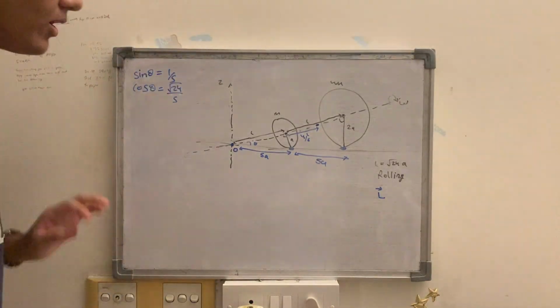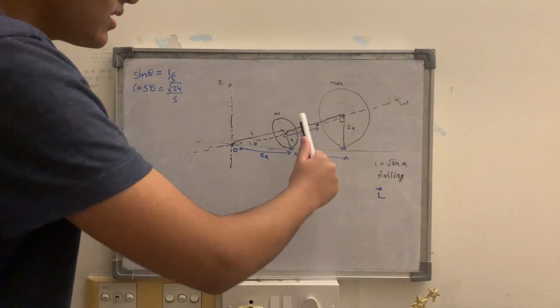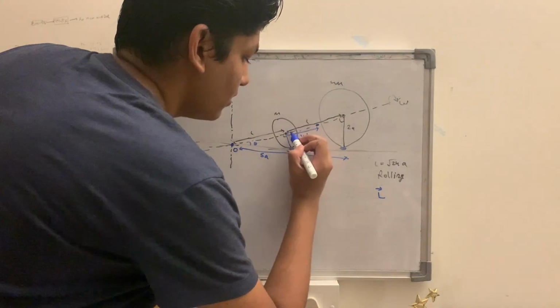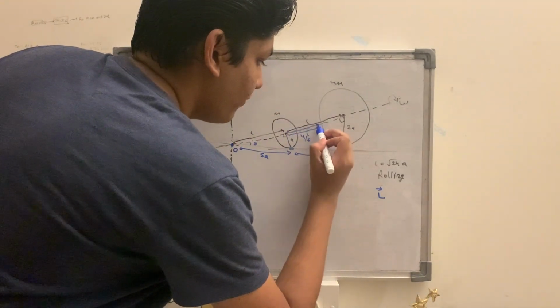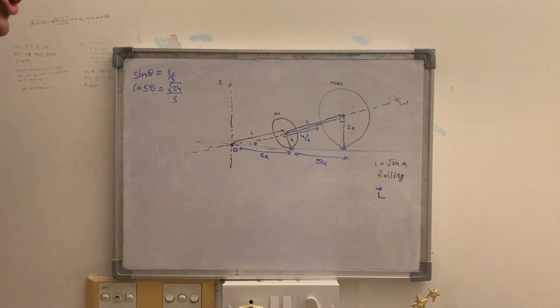Now the important thing here is that this disc, and this rod of length L, are a rigid body.